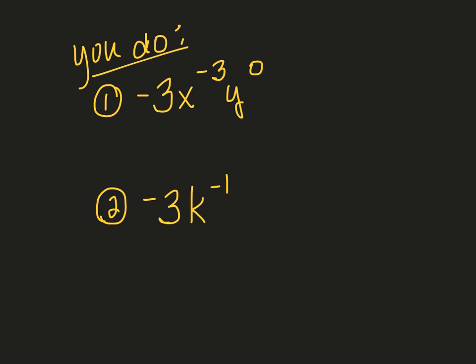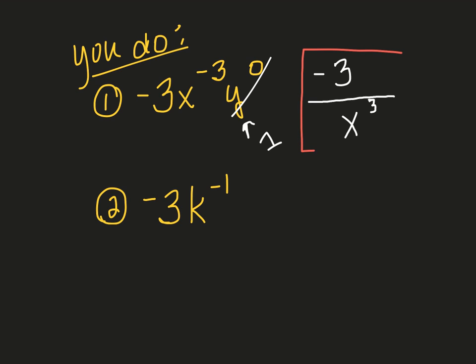All right, now it's your turn. Try these 2, write them down, and then hit pause, work them out, and then come back and see how you did. Okay, so for number 1, I know I'm going to be crossing the line. Negative 3 is okay to be up top. That x to the negative 3 is not. That needs to go to the bottom. I need to make that 3 positive. And then this y to the 0 power, that's just 1. So that kind of just goes away. So this is your answer.